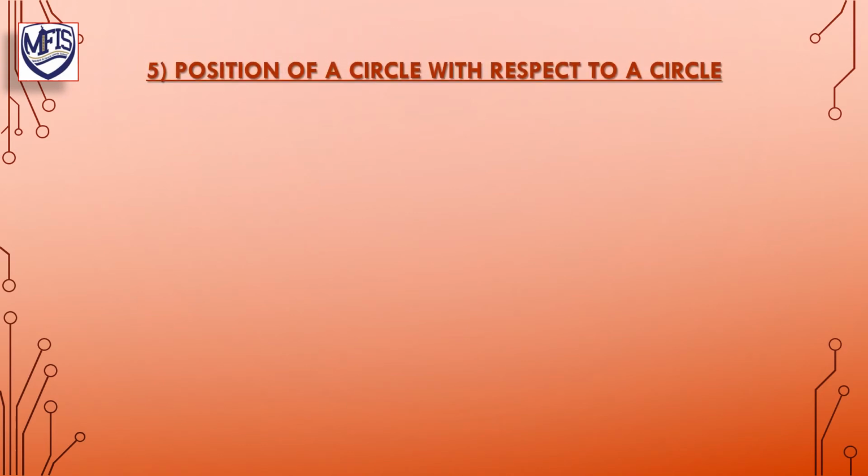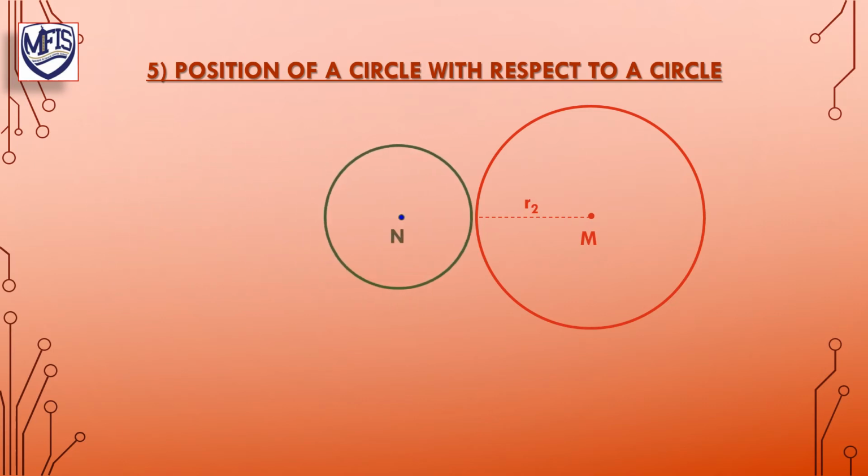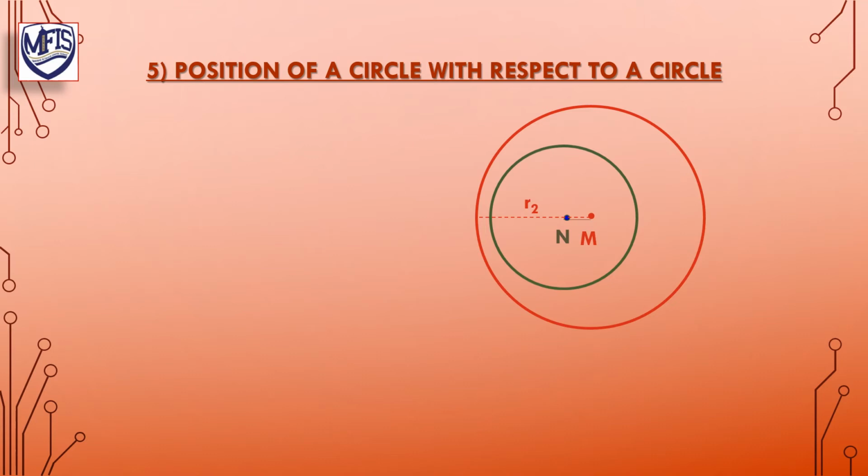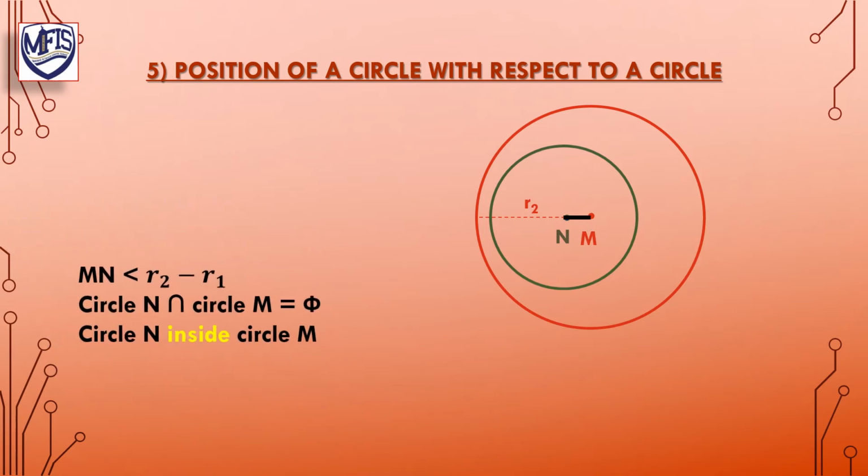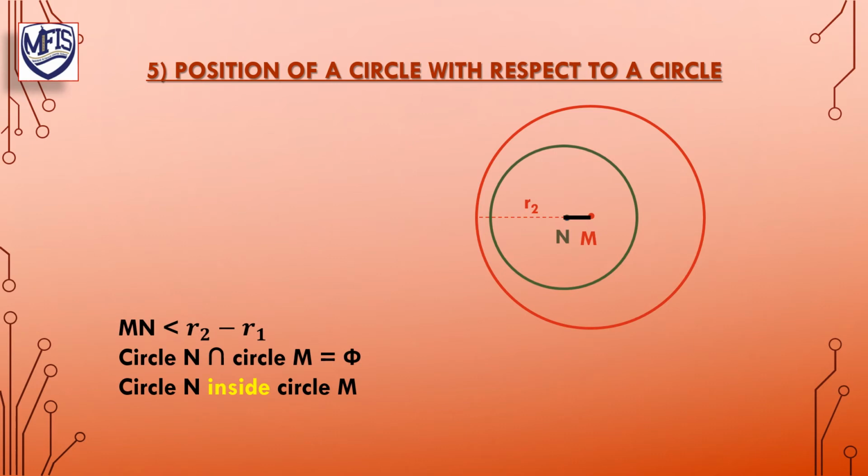Position number 5. If circle N moves inside circle M, as we can see here, the length of MN is less than the difference between the two radii, MN less than R2 minus R1. So, circle N intersection circle M equals phi. There is no intersection between them. That means this case is called circle N inside circle M, one inside the other. Are there any common tangents here? Of course, there is no common tangent in this case.